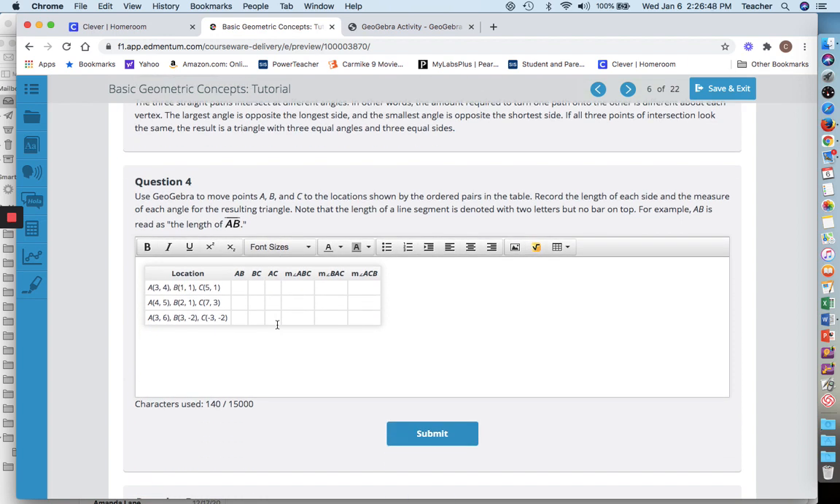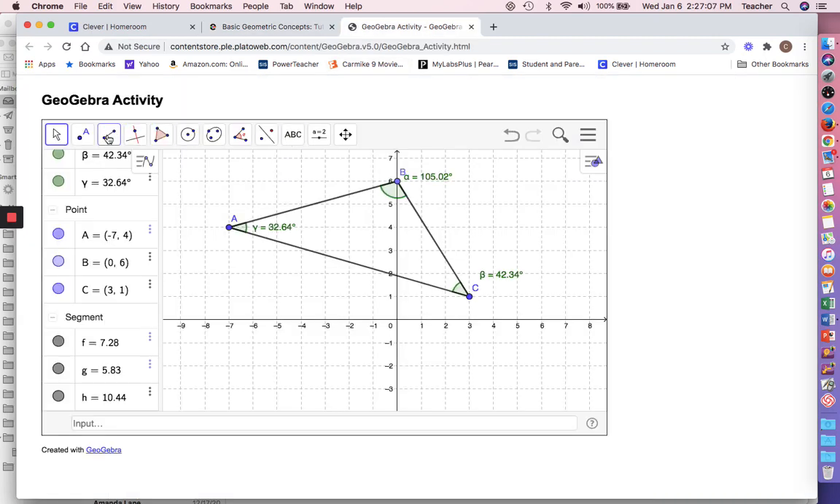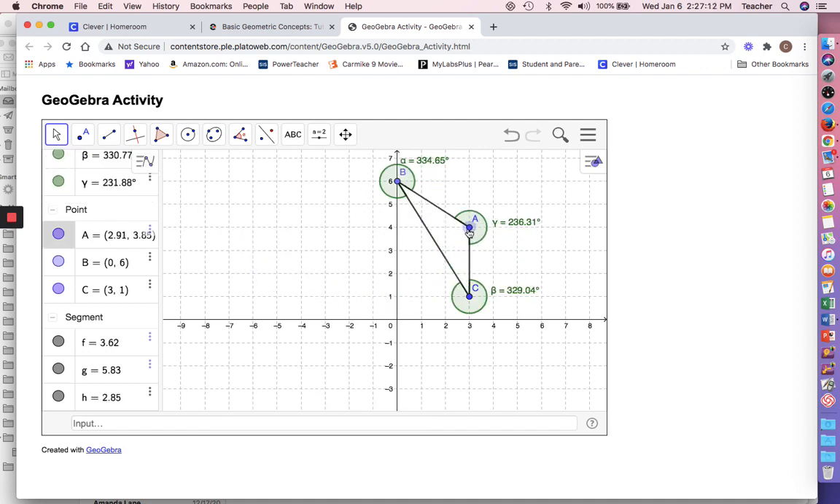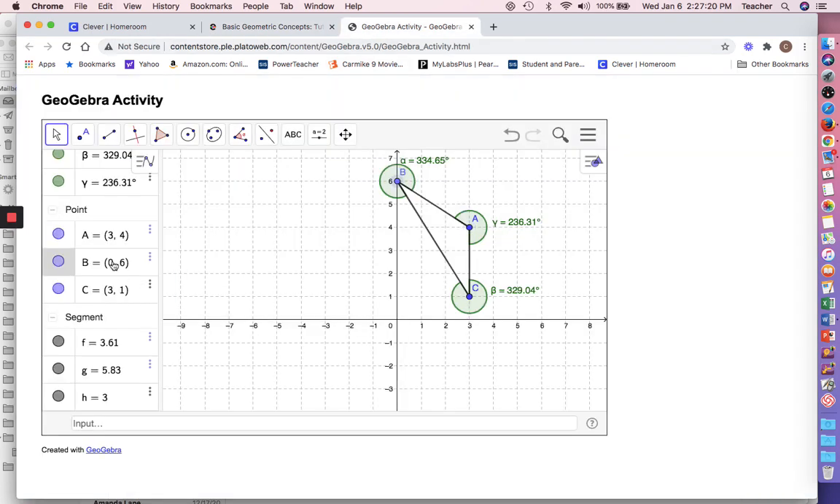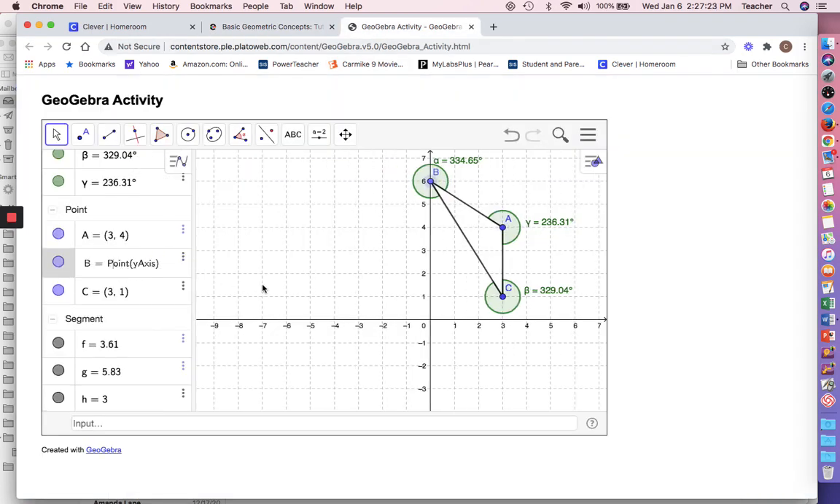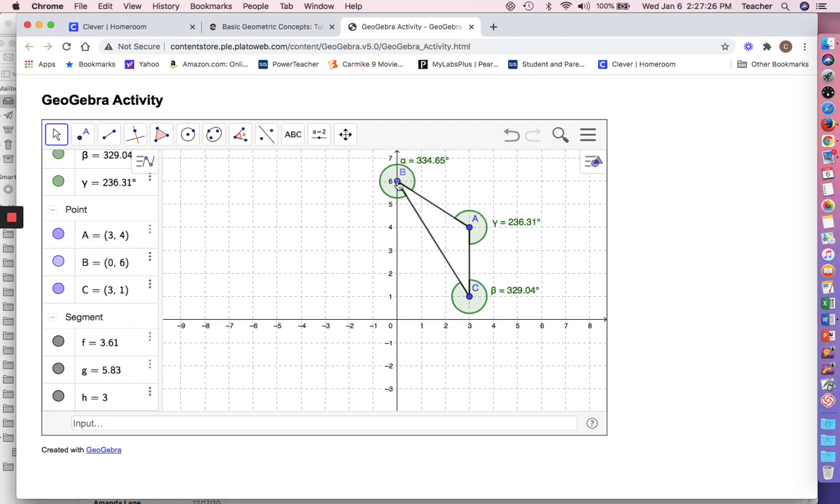All right, question number 4. Use GeoGebra to move points A, B, and C to the locations shown by the ordered pairs. All right, so here I am looking at this, A being 3, 4, B being 1, 1, and C being 5, 1. All right, so A, I need to move to 3, 4. So I'm going to come over here, I'm going to move it. 2, 3, 4. So A is now 3, 4. That's one way to do it. B is 1, 1, so you can come over here and type in, well, apparently you can't. So I'm going to swing that around to B 1, 1.